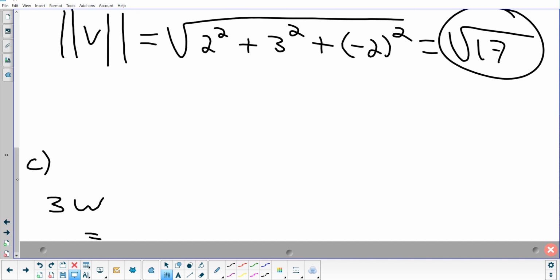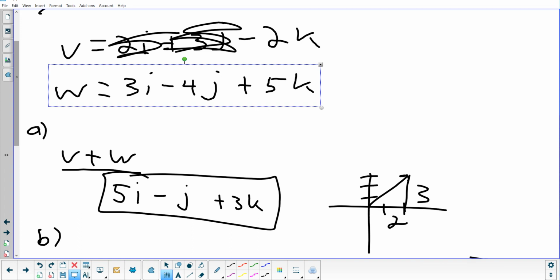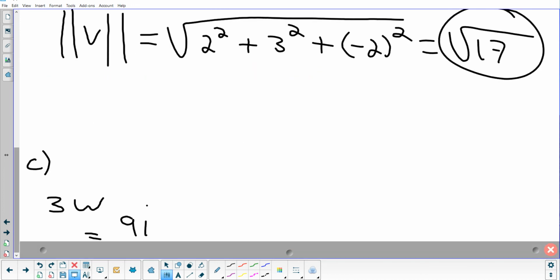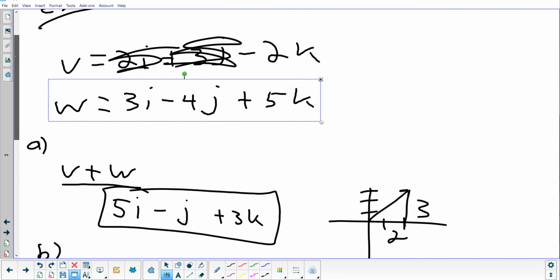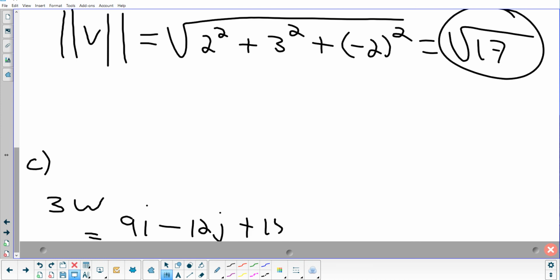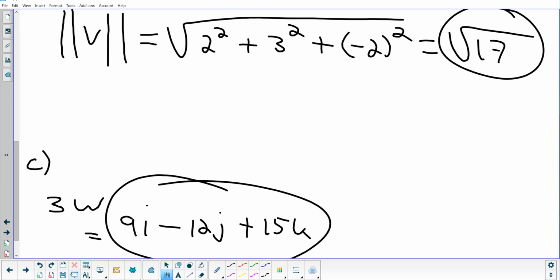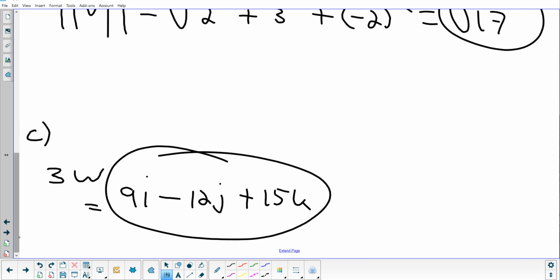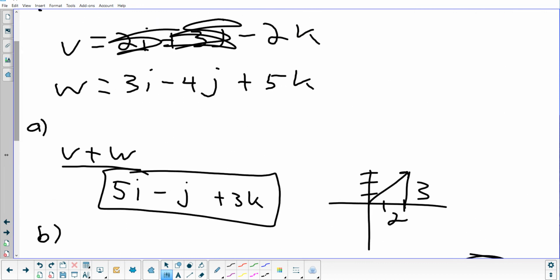3W. So this is a scalar product. Tyler, if I take W and triple it, which would mean basically make it 3 times as long, what would be my new vector? 9I. Yep. Minus 12J. Yep. Plus 15K. Yep, perfect. Any question on how we got 3W? You just triple each component, just like a distributive property to each number. Times 3, times 3, times 3.